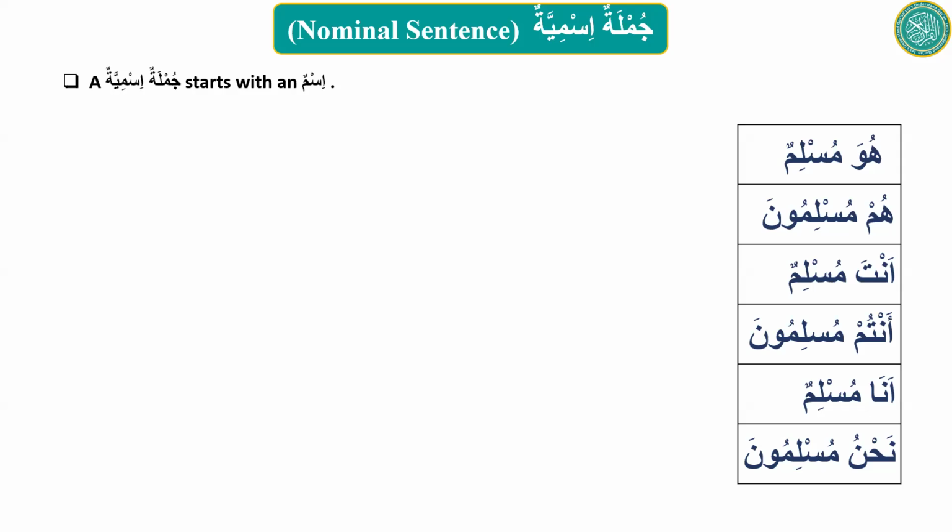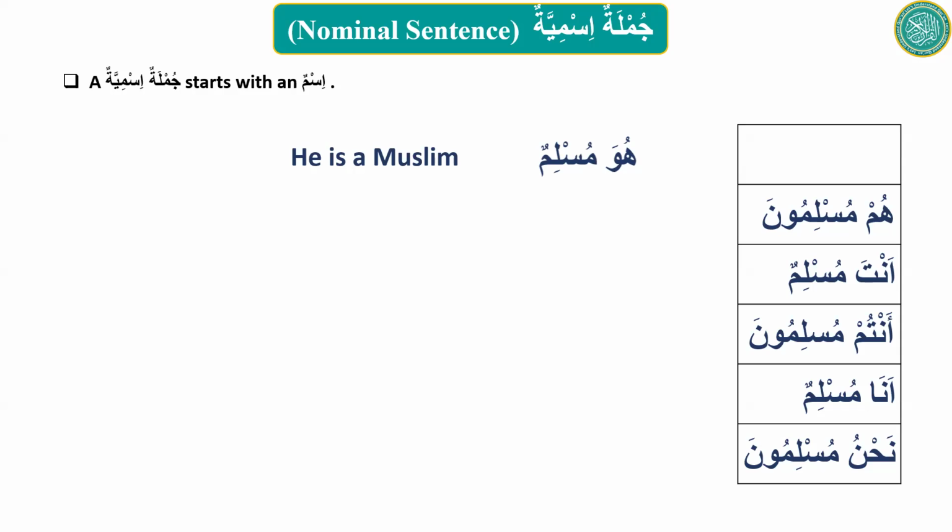So these sentences are starting with huwa, then hum, then anta, then antum. These are pronouns. Pronouns are ism. So all of these sentences are starting with an ism. Therefore, all of them are jumla ismiya. So let's take the example of the first one. We remove it from the table to study it further. Huwa muslimun. The first word huwa is an ism, followed by another ism, Muslimun. The translation is, he is a Muslim.